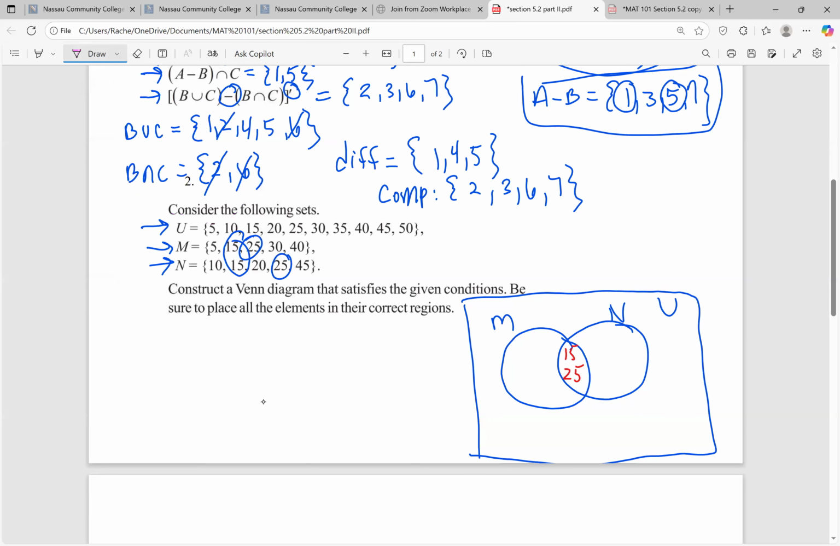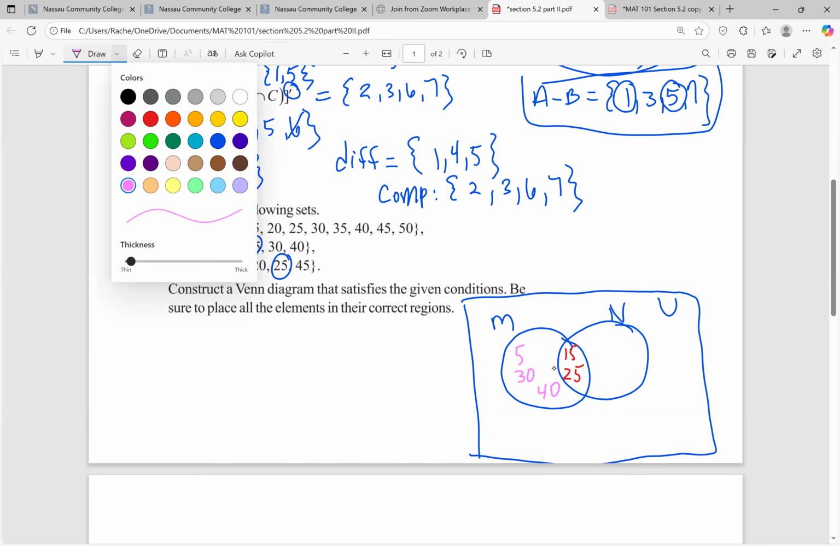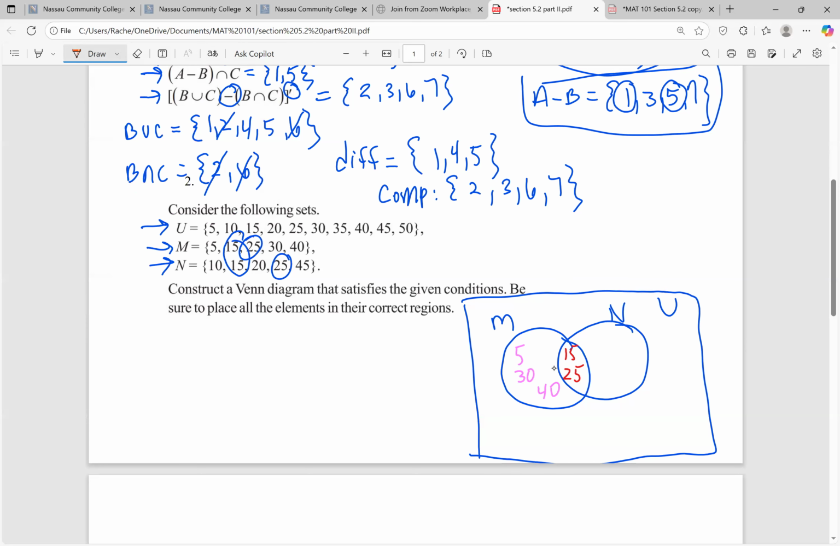Now, what only pertains to M then? Well, it's going to be everything else. The 5, the 30, and the 40. And then what only pertains to N? And that's going to be the 10, the 20, and the 45.